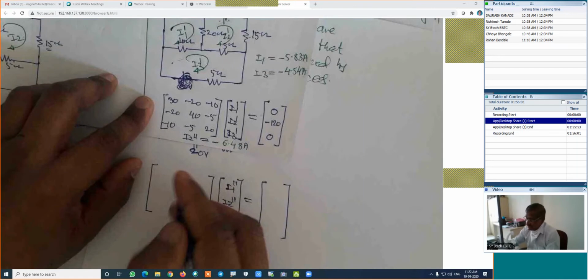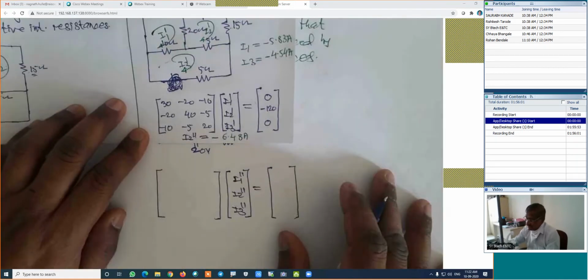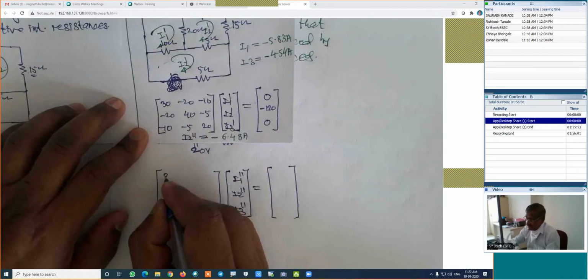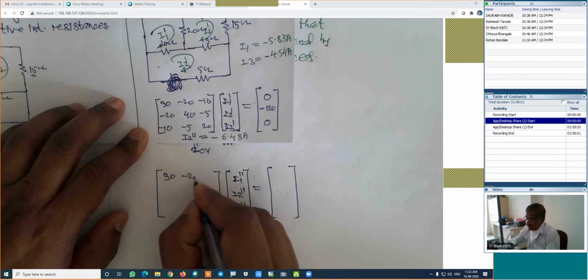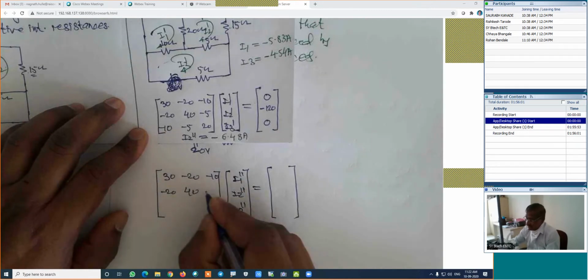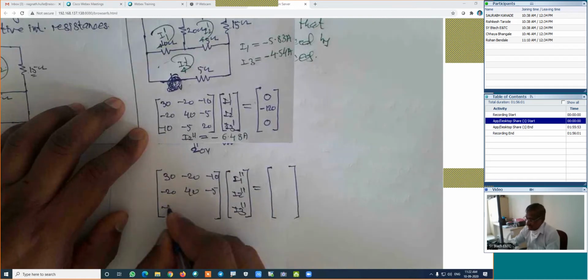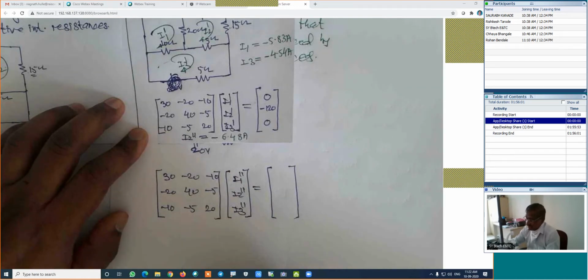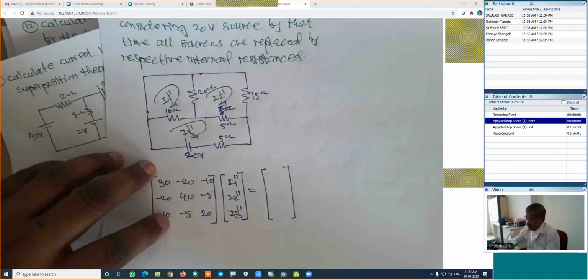I will not prepare this again. I will copy this matrix. If I am copying this matrix, this is 30, minus 20, minus 10. This is minus 20. This is 40. This is minus 5, minus 10. Minus 5, this is 10. This is right. That's it.